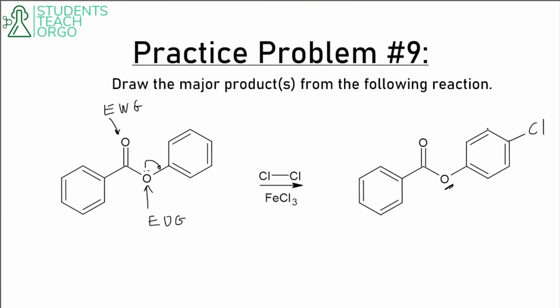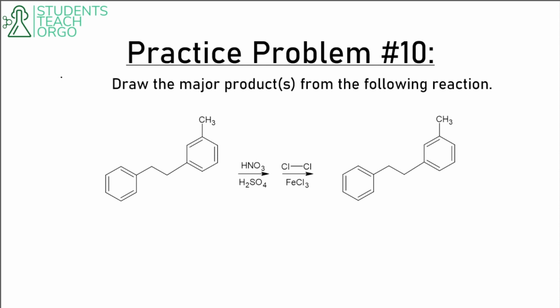You may get the chlorine at the ortho position. You may get the chlorine at either ortho position, but in this case, we're not really sure. I mean, this kind of steric hindrance might not be favorable to the ortho position, so if I had to guess, the major product probably would be in the para position.